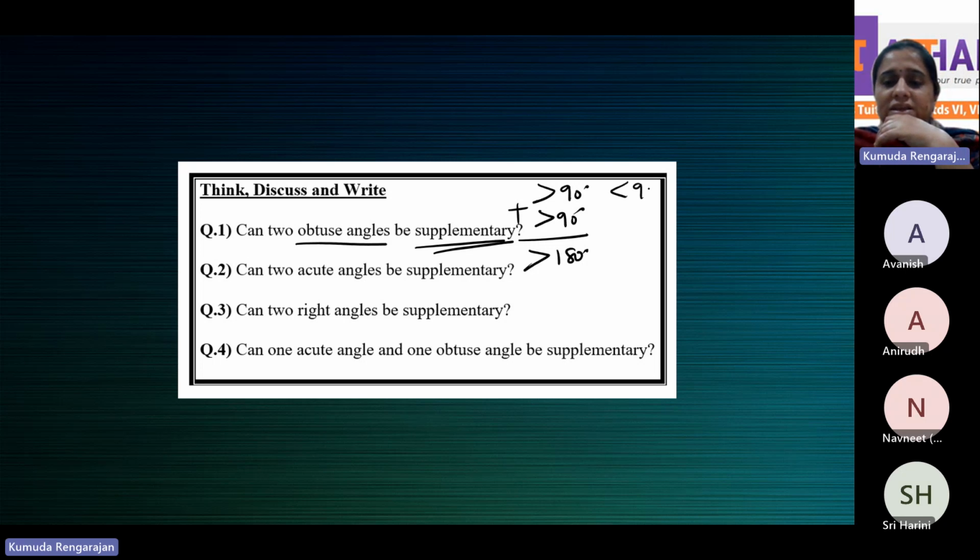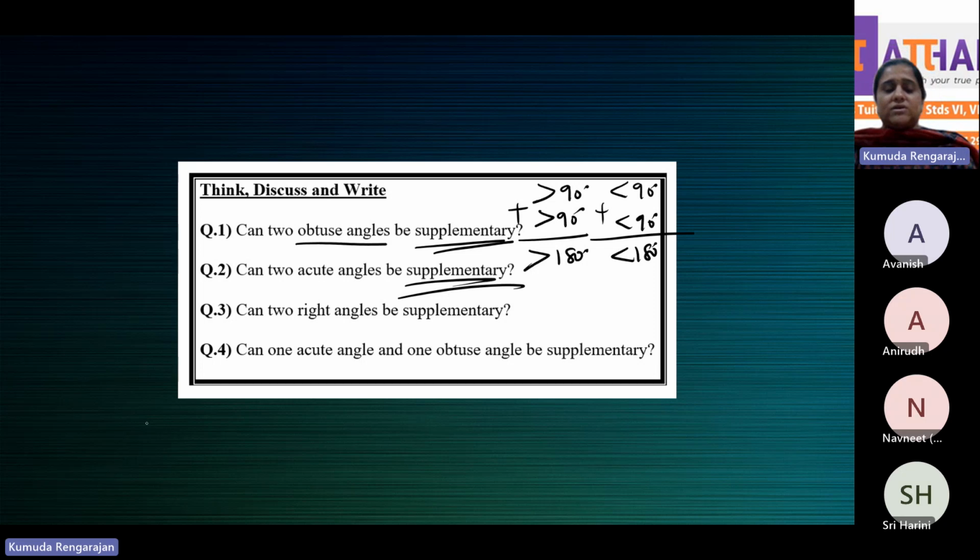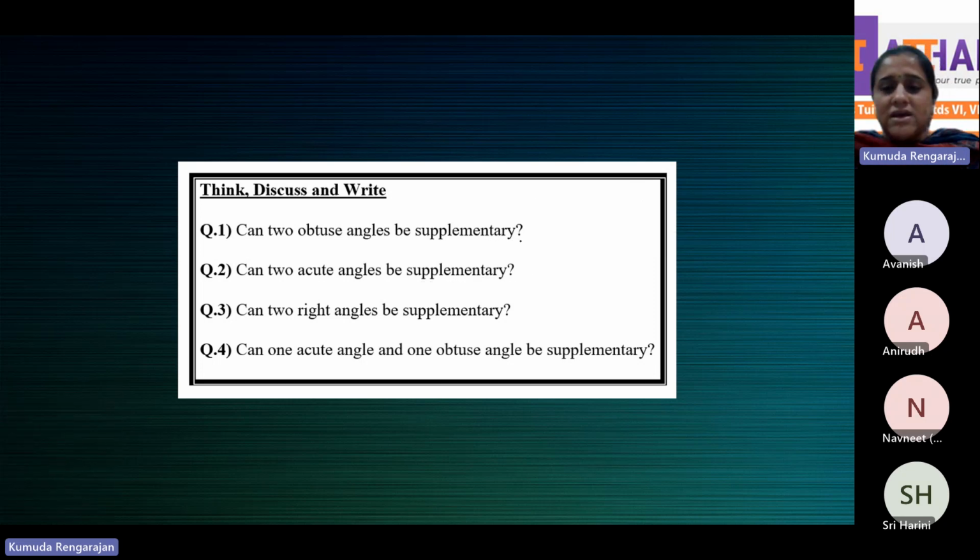Now acute angles, the next one. Less than 90 degrees, less than 90 degrees. Both are less than 90. So when you add, their sum will be less than 180 degrees. So they are not supplementary. You can even take examples like 89 degrees. 90 is a right angle, so take an acute angle of 89 degrees and another 89 degrees. 9 plus 9, 18, 8 plus 8 is 16, plus 1 carried over, 17. So 178.